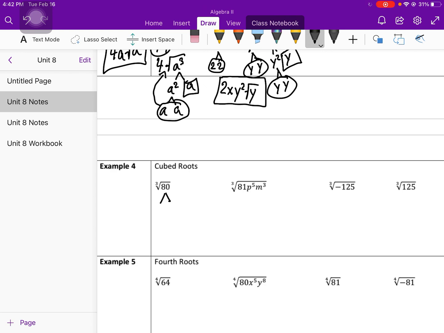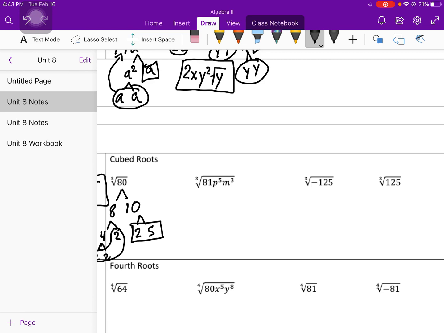So with these, start with the numbers. 80, I think of 8 and 10. 8 would break down into 4 and 2, and 4 breaks down into 2 and 2. 10 breaks down into 2 and 5. Since we're looking for groups of 3, you need to be able to circle 3 of the same number in order to pull it on the outside. These numbers, however, are going to stay inside. So we're going to pull out a 2, and then we're going to have this cube root. That's our index. And then 2 times 5 multiplied back together, we get 2 times the cube root of 10 is what this would equal.